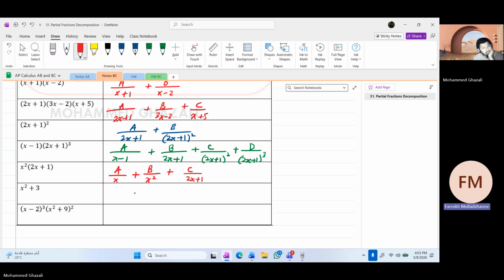It's just x squared plus 3. So this is just the quadratic form. So what's going to go on top? The quadratic form: ax plus b. Yeah, good. Right. What about the last one?